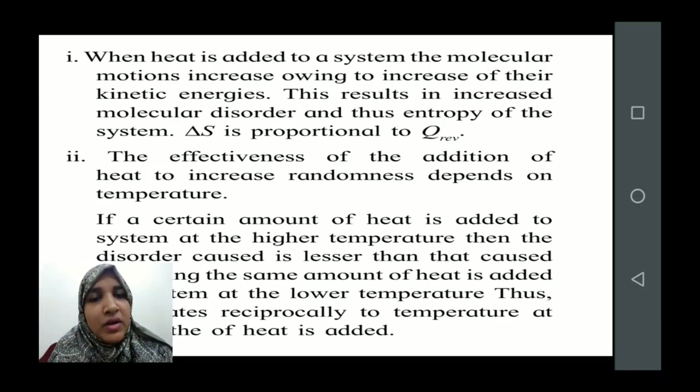Now if the temperature is already very high and you are adding a small amount of heat to that system, you are not going to observe a significant increase in entropy. But if the temperature was low and you are adding the same amount of heat at that low temperature, you are going to observe a significant change in the entropy.